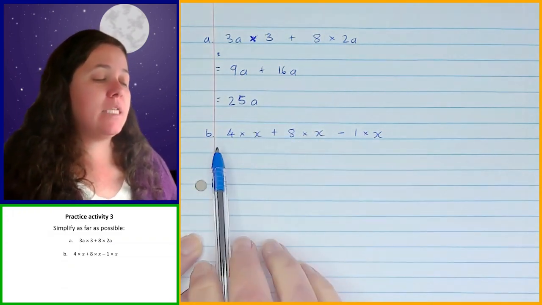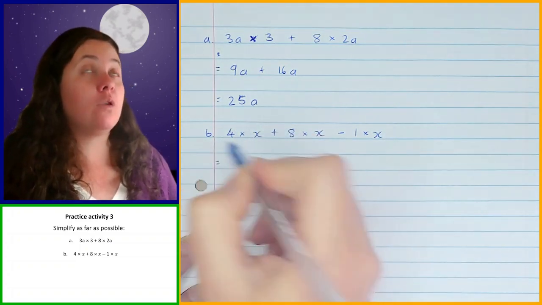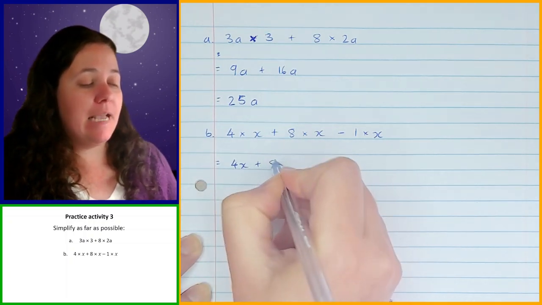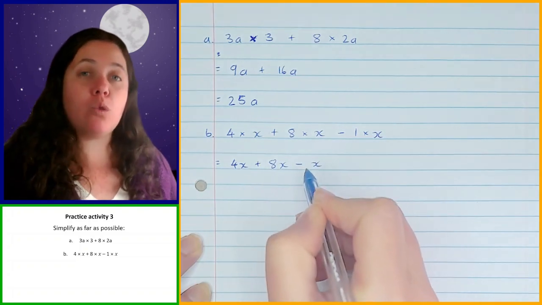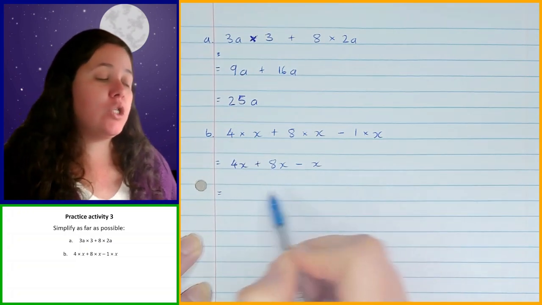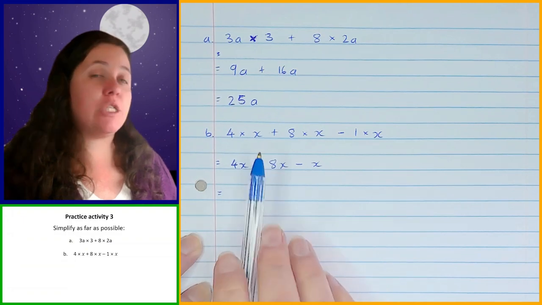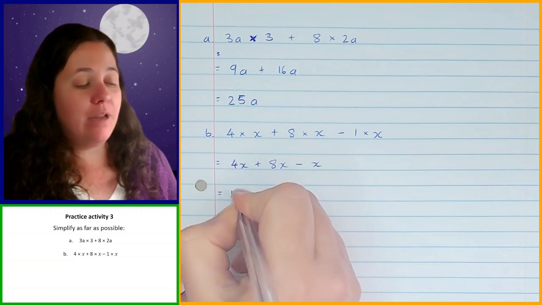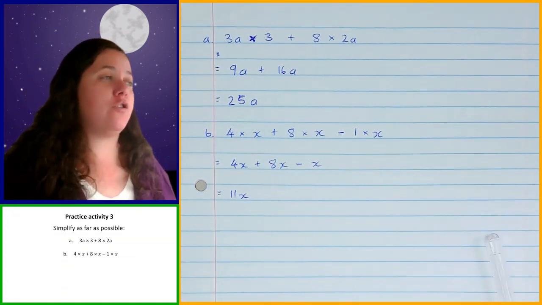Okay, next we've got 4x plus 8x minus 1x. 4 times x is 4x. Plus 8 times x is 8x. Minus 1 times x is minus x. You don't need to write minus 1x, it's just minus x. And then we're going to simplify that. They are all like terms, so I can go straight ahead and simplify it. 4 plus 8 is 12, so I have 12 x's, and I take one of them away, so now I have 11 x's. So that's 11x. Okay, so that's what you should have got for those two questions.